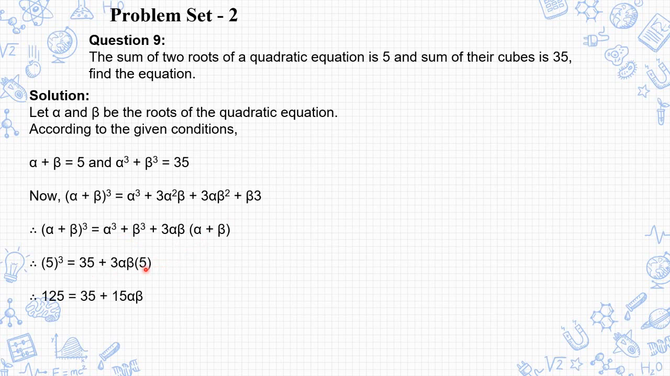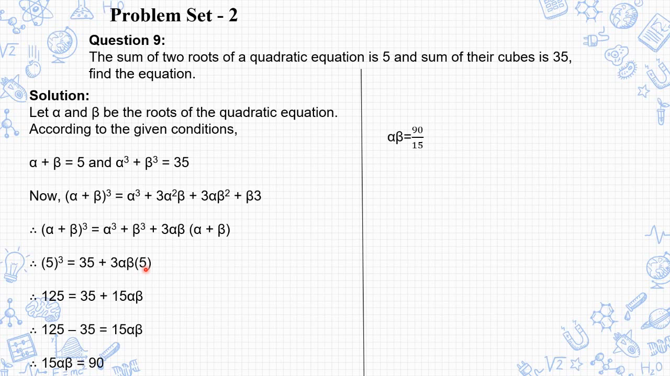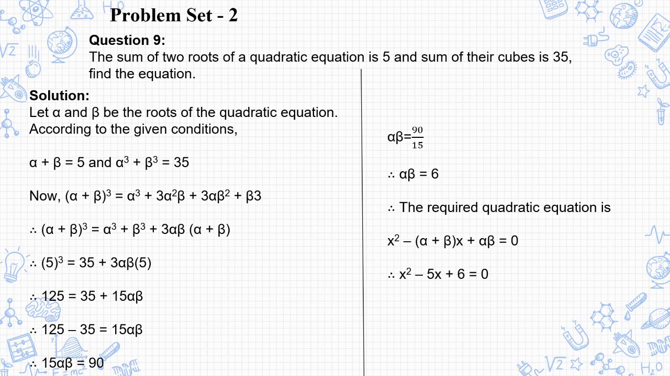If I substitute the values, rearrange it and solve it, you get alpha beta to be 90 upon 15, which is 6. So now you see I have the value of alpha plus beta and I have the value of alpha into beta. Now I'll substitute these two values in the formula to form the quadratic equation, that is x squared minus (alpha plus beta)x plus alpha into beta equal to 0. So here alpha plus beta is 5, so substitute it as 5x, and alpha into beta is 6, so we substitute 6.